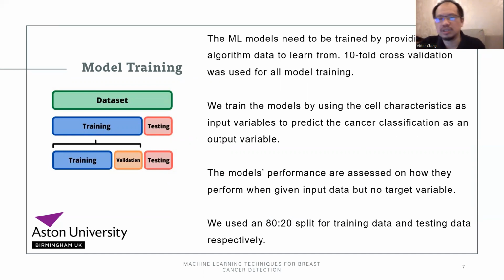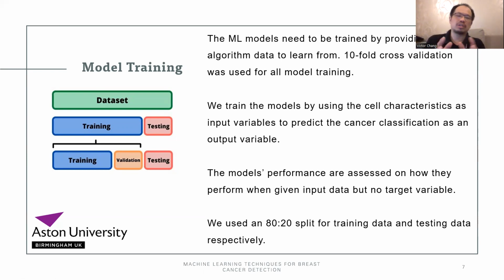All the machine learning models will need training, so they will include the example of tenfold cross validation to use in all the model training. We train the models by using the cell characteristics as the input variables, and then predict the cancer classification as an output variable. The models' performance is assessed on how they perform when given input data but no target variable.